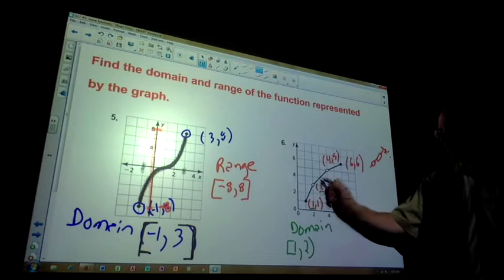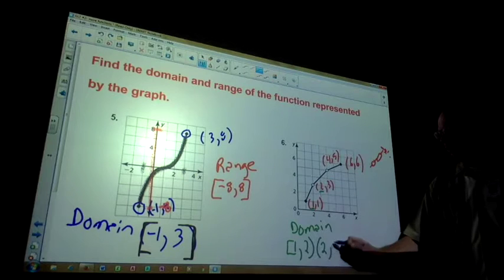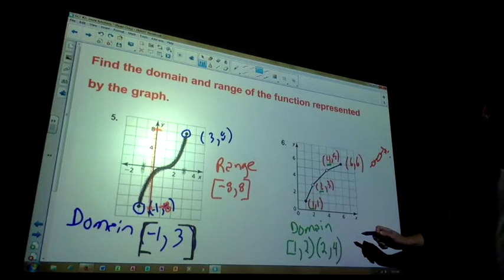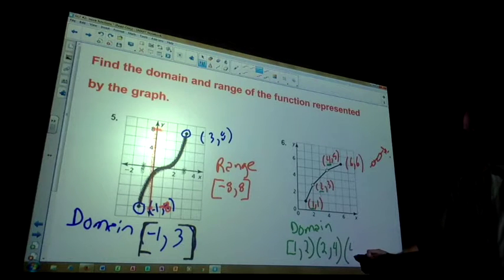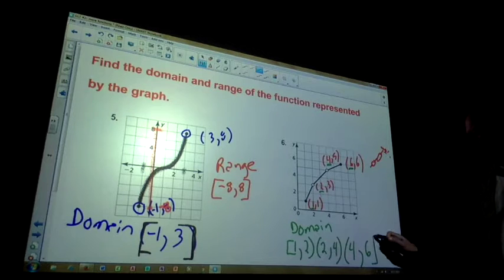So there, my domain will then continue from here to here. What can you tell me about 2 to what? To 4, open bracket, so parentheses. And then open bracket 4 to close bracket 6. That's my domain. What does that tell me about my domain? I had to pick up my pencil when I drew my graph.